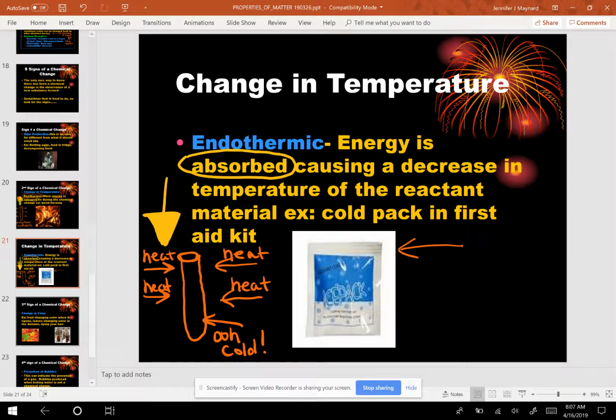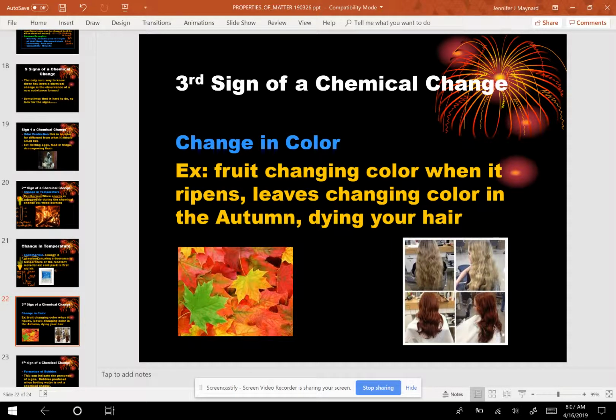Then we have the third sign of a chemical change, a change in color. You've done this already. You've seen our color change challenge where we look for very specific changes in color. Leaves changing, not that we deal with that very much here in Arizona, and dyed hair, both of those are chemical processes. And once the leaves change color, they don't really go back. You have to get new leaves, remember?